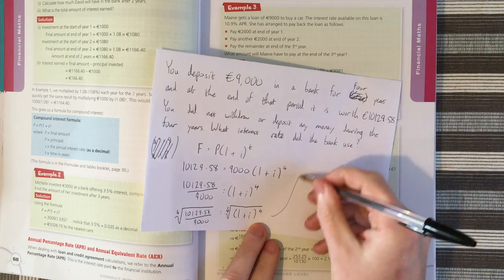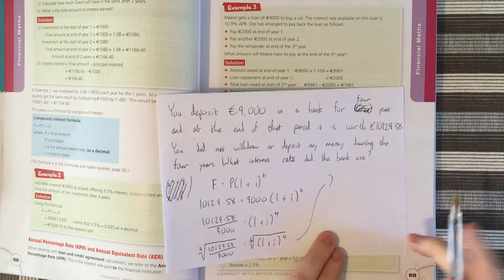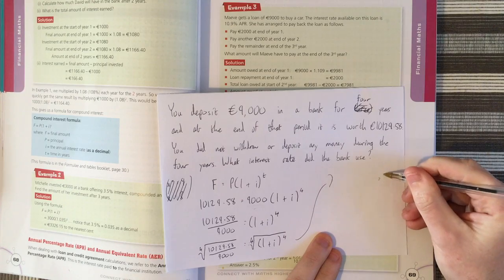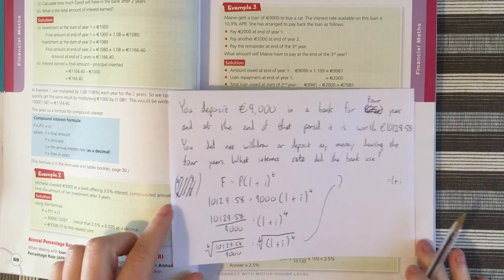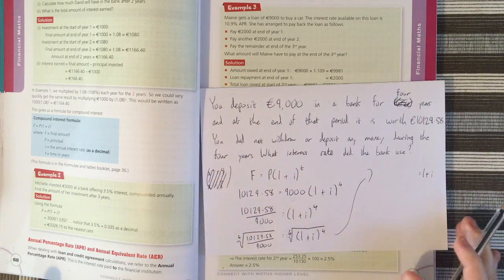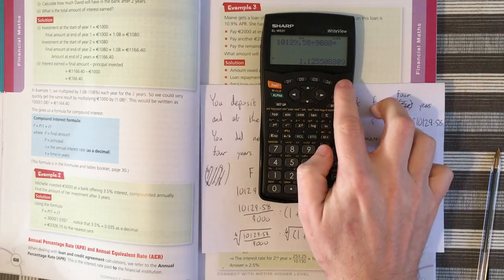All right, so finishing this off up here then. As I said, on the right-hand side, the fourth root of 1 plus I to the power of 4, the reason we do this is because it leaves us with 1 plus I. So the power of 4 and the fourth root cancel each other out. On the left-hand side then, I can figure this out on my calculator.